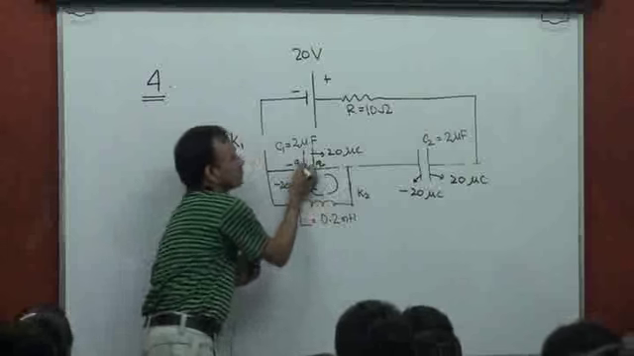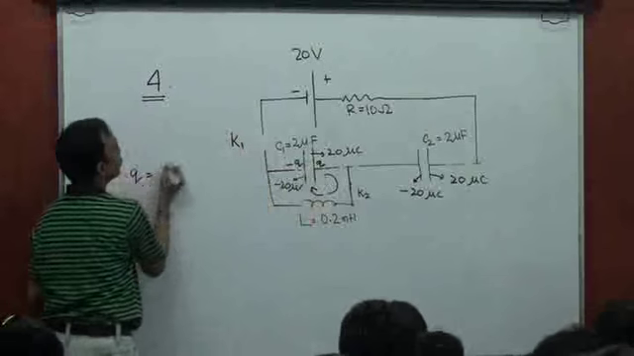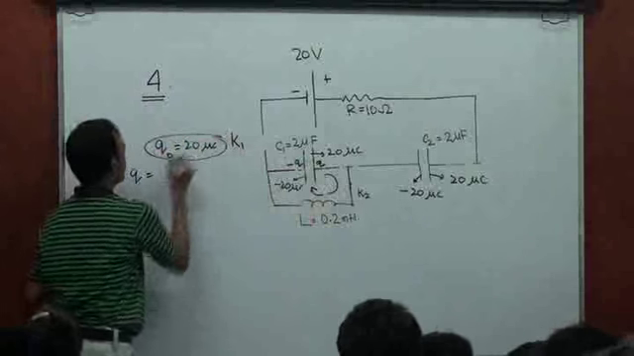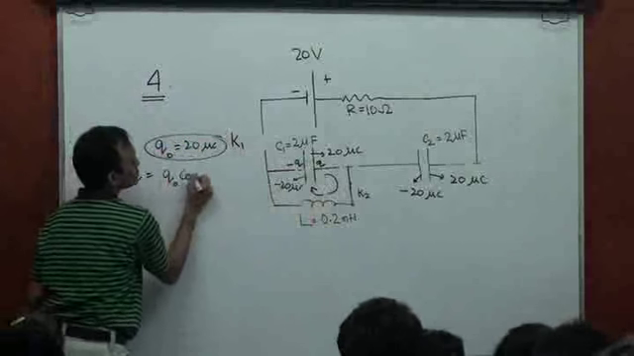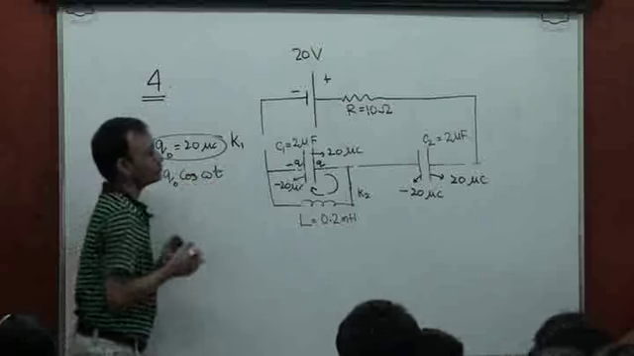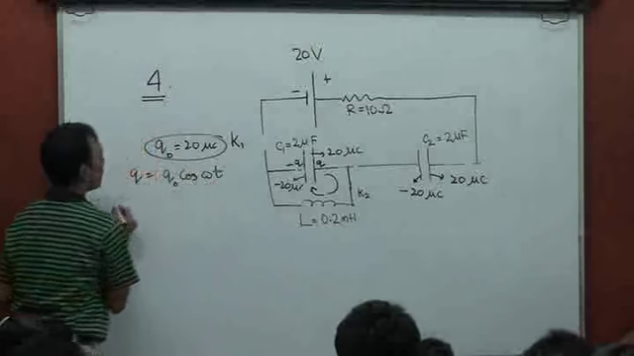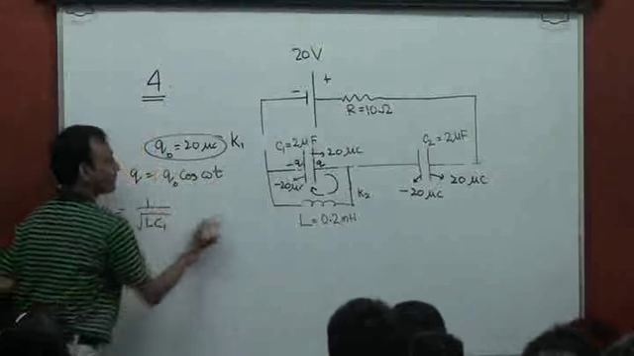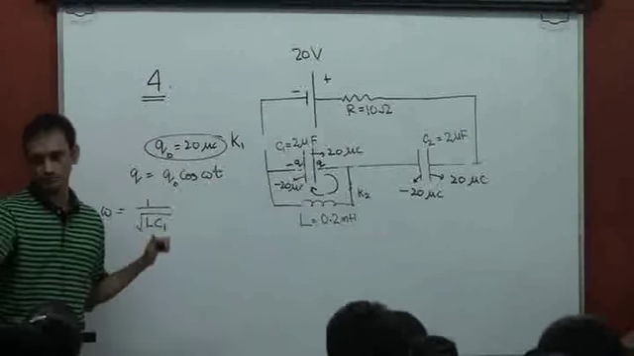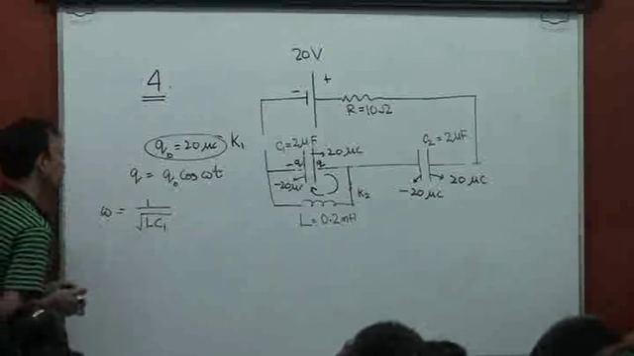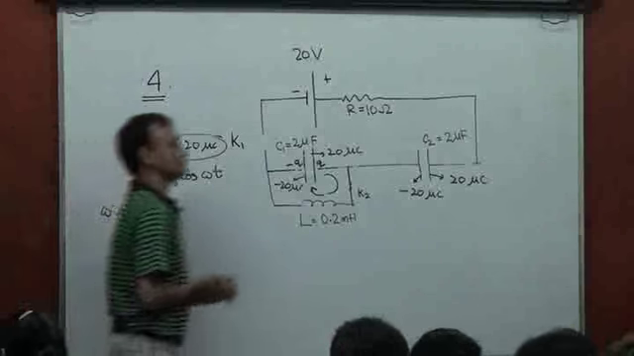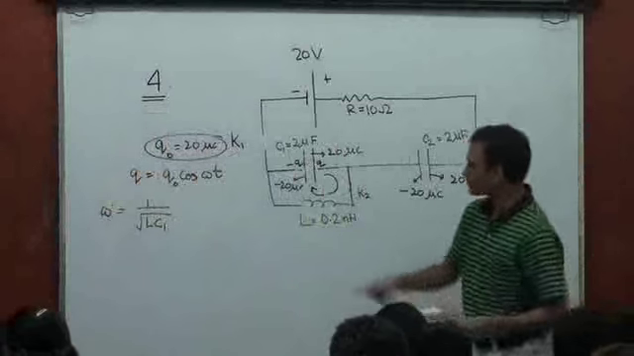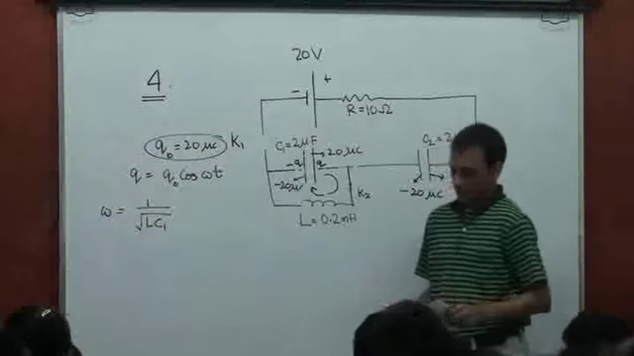would be Q equal to, well, Q naught is 20 microcoulombs, Q equal to Q naught cos omega t, yes or no? Where, what's omega? Omega would be 1 by root LC1 for the circuit. Clear? Now, so that was the angular frequency.